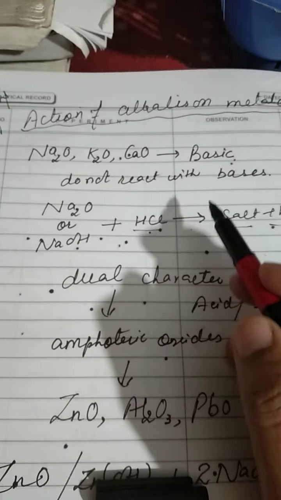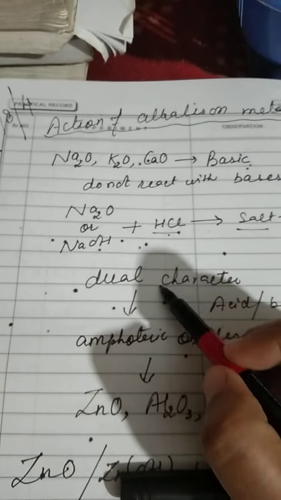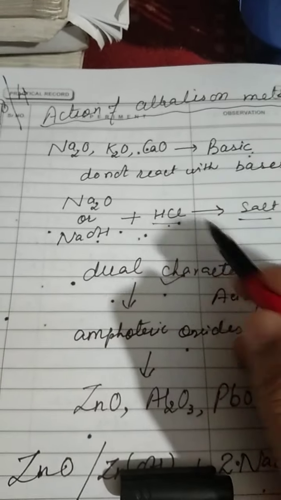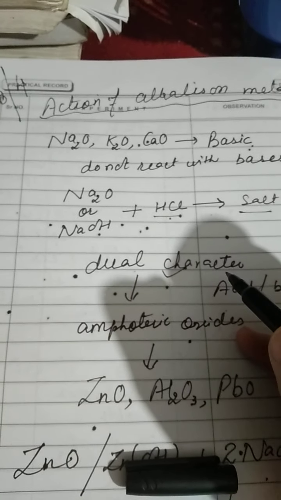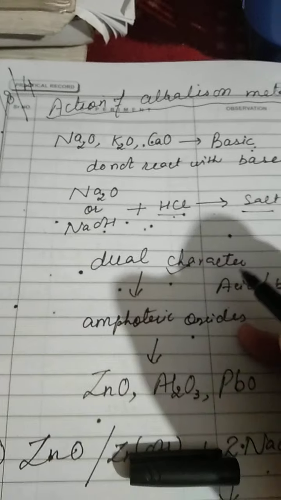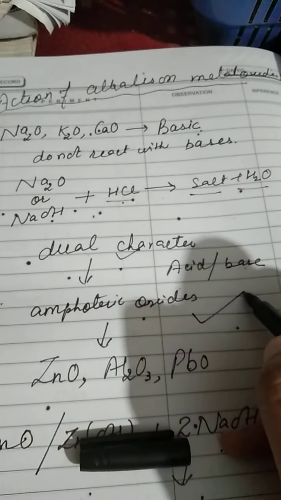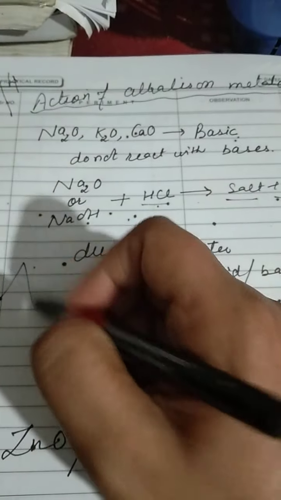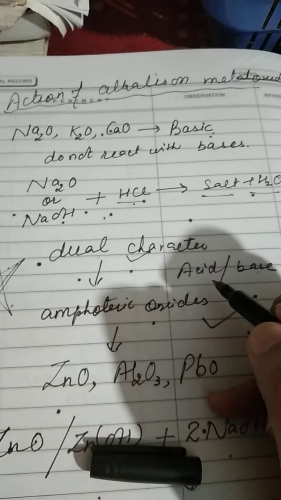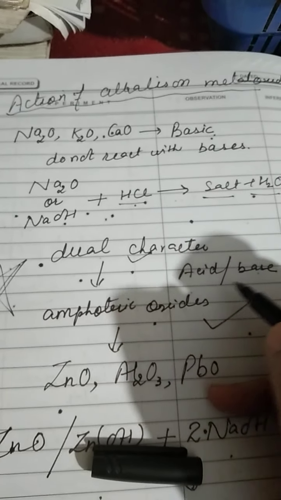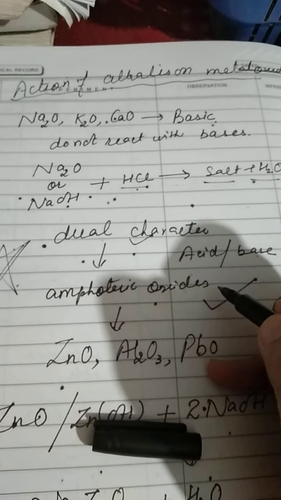But we have certain metallic oxides or hydroxides which have dual character. Means they show both the properties of acid as well as base. So they react with acids as well as bases. Such oxides are called amphoteric oxides. Keep in mind the definition: oxides which show both acidic as well as basic character are called amphoteric oxides.